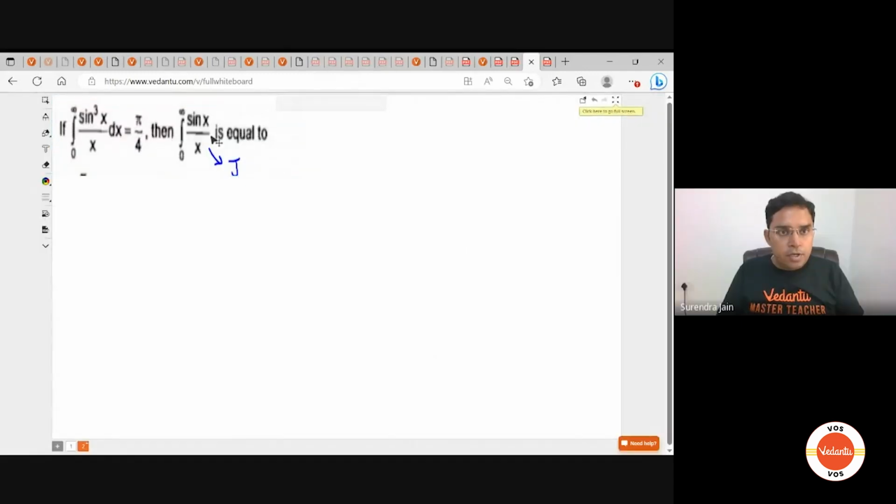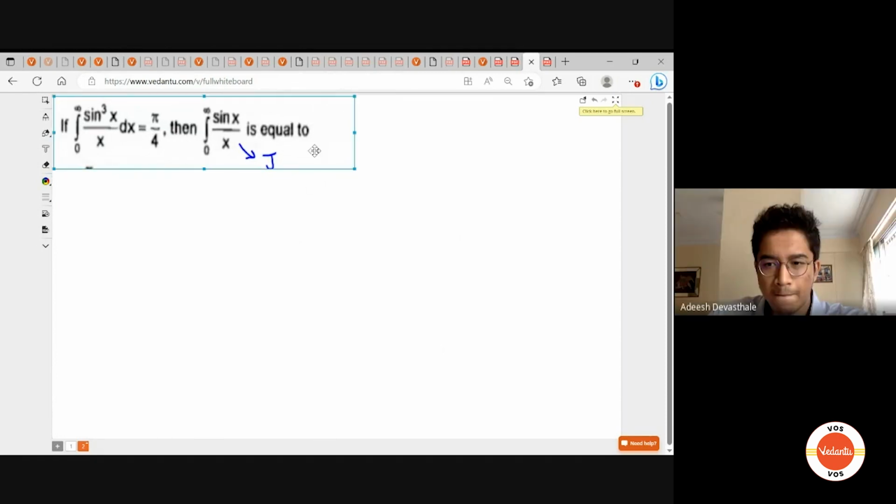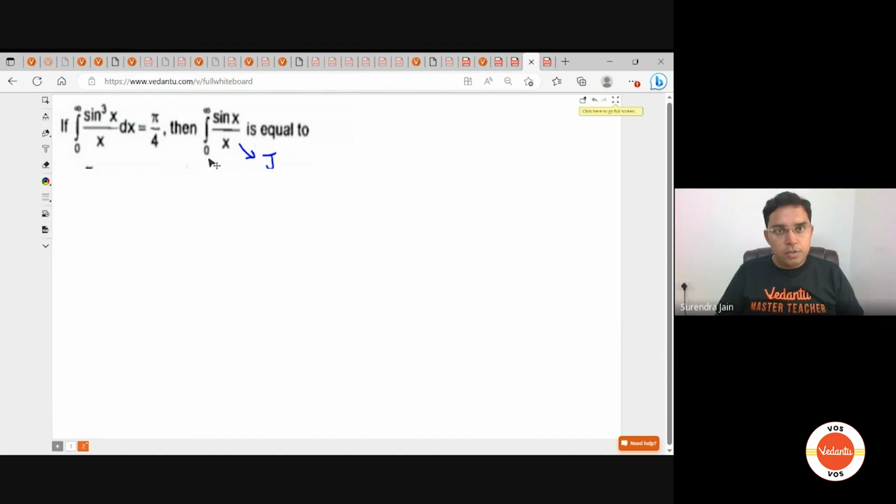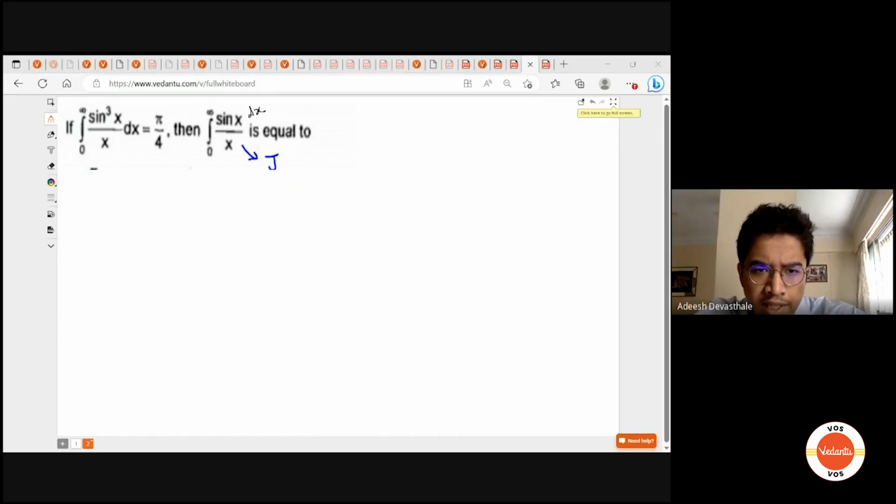You are given the integral of sine cube x upon x from 0 to infinity equal to pi by 4. Is it visible? Okay. Yeah, it's visible. Then you have to find the integral from 0 to infinity of sine x upon x. Maybe they're assuming this is something that should be given, and based on that you have to find this integration of sine x upon x dx. I think dx is missing. Assume that this other integral exists first of all.